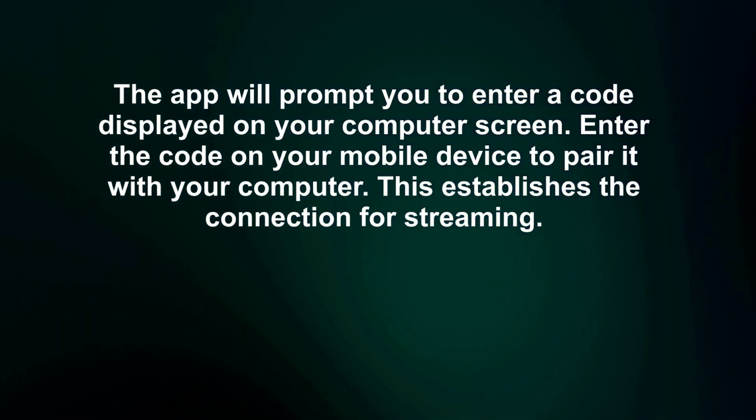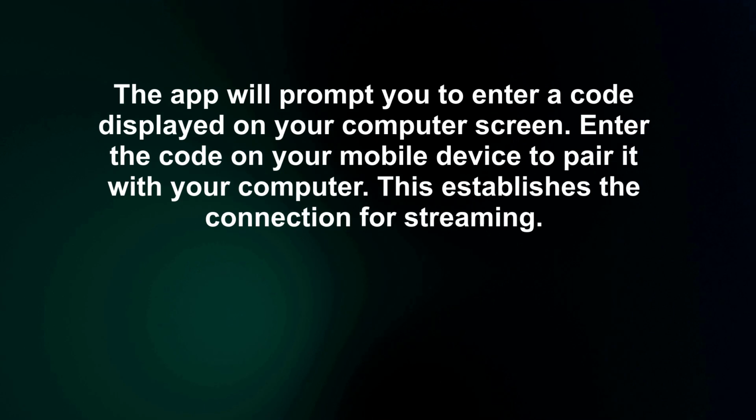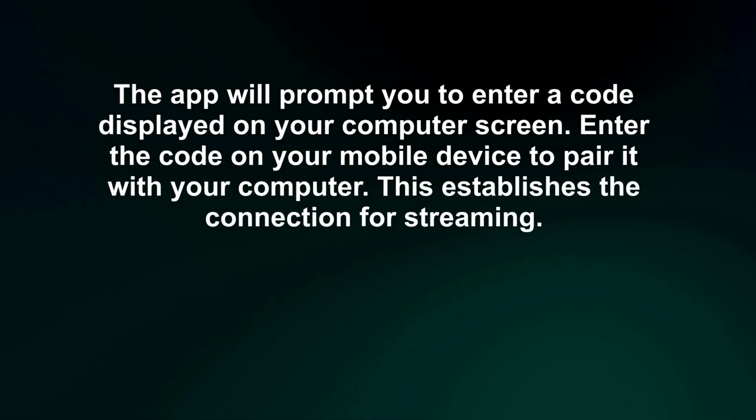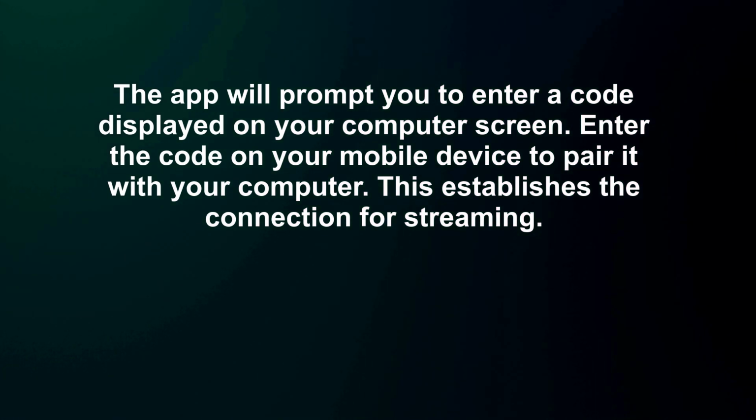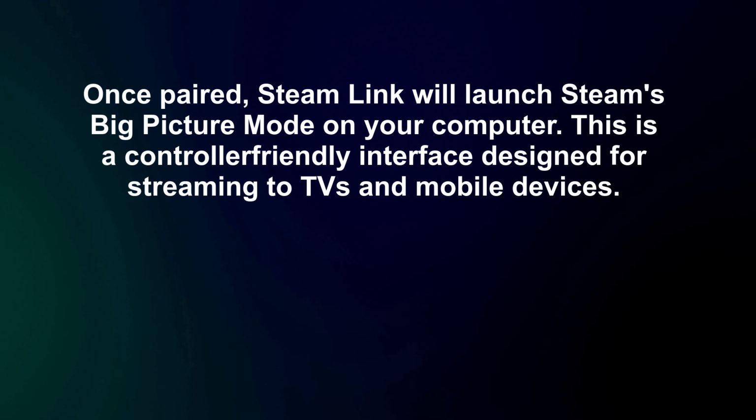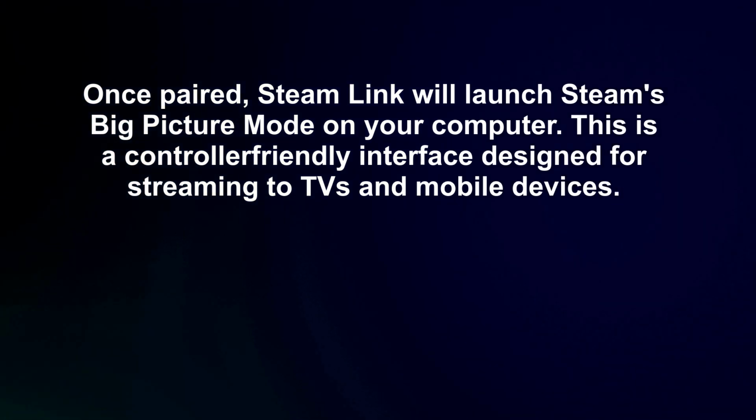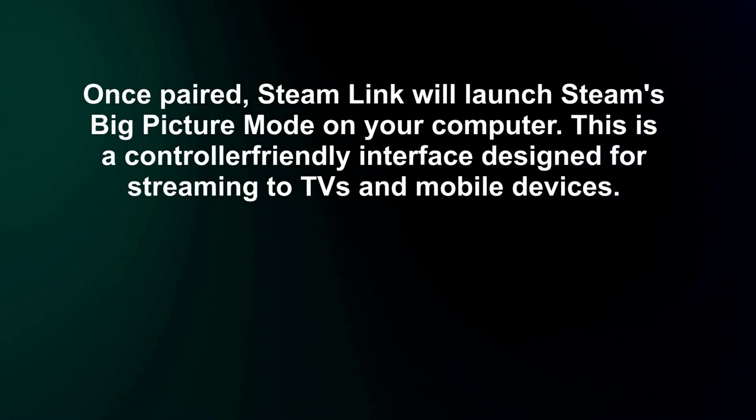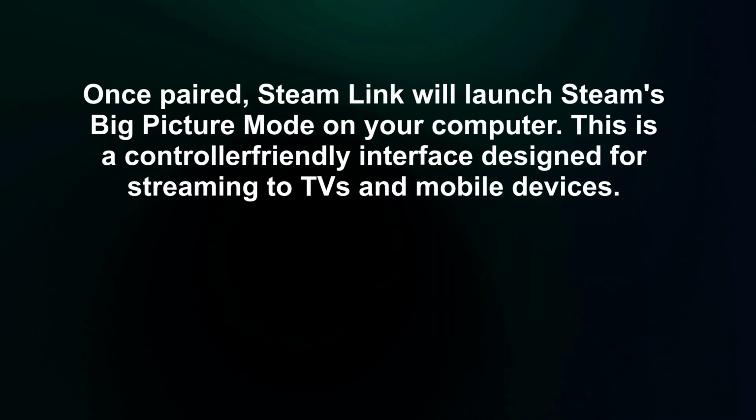The app will prompt you to enter a code displayed on your computer screen. Enter the code on your mobile device to pair it with your computer. This establishes the connection for streaming. Once paired, Steam Link will launch Steam's Big Picture mode on your computer. This is a controller-friendly interface designed for streaming to TVs and mobile devices.